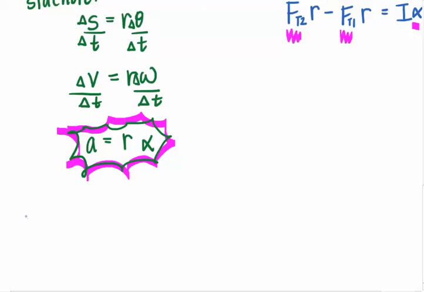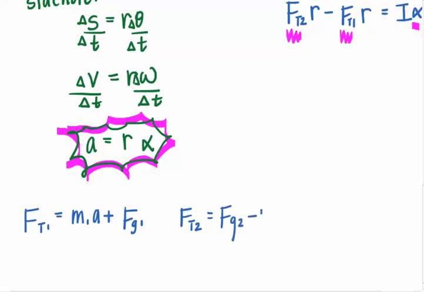All right, so help me out. FT1 would be what when we rearrange? M1A plus FG1. And FT2 would be FG2 minus M2A. Is that right?